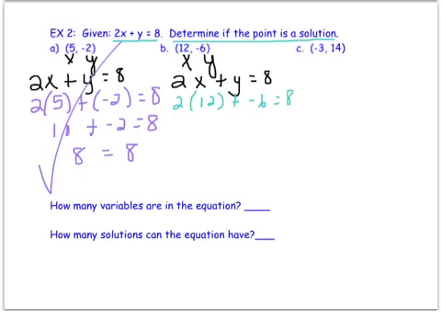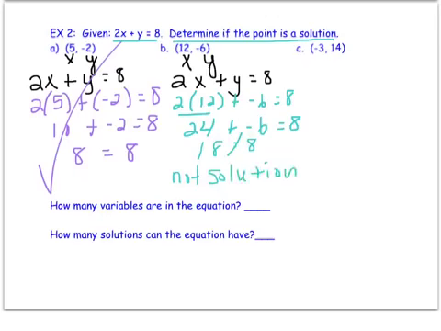So let's see if this works. 2 times 12, 24, plus negative 6 equals 8. Okay, 24 plus negative 6, I get 18 equals 8. Do those work? No, 18 does not equal 8. So that is not a solution.